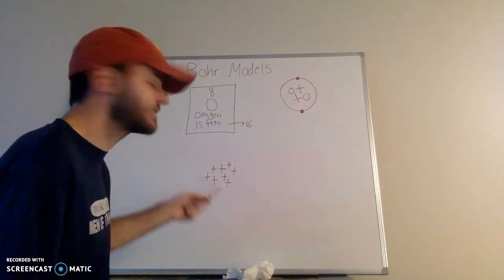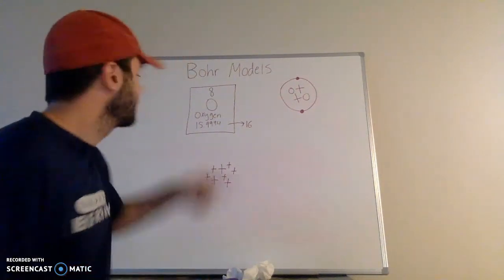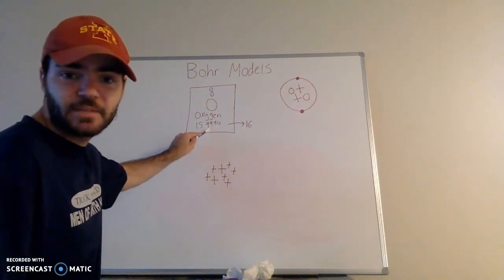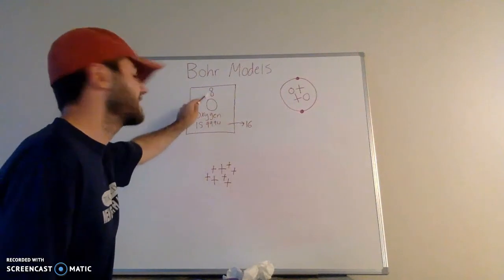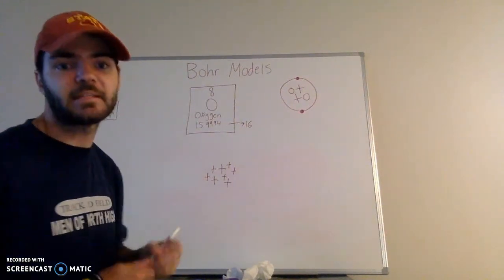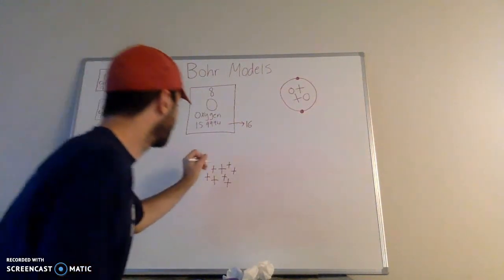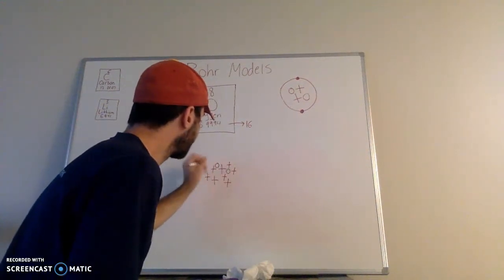All right, so in other words, to find out how many neutrons we have, we take our atomic mass and subtract the atomic number from it. I did 16 minus 8, got 8, so that means I have 8 neutrons. So I'm going to go ahead and draw 8 zeros in there.